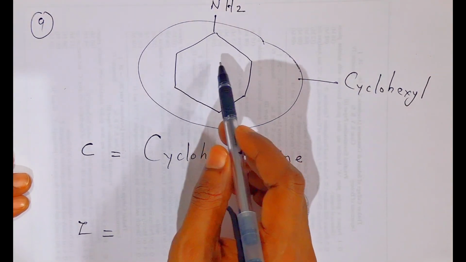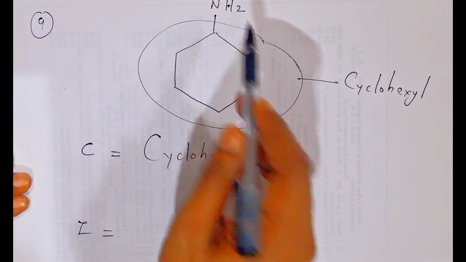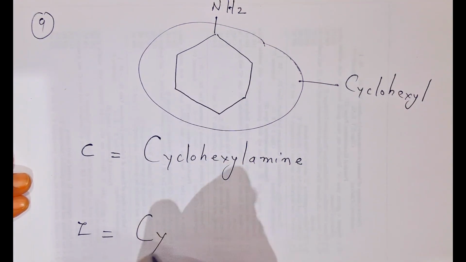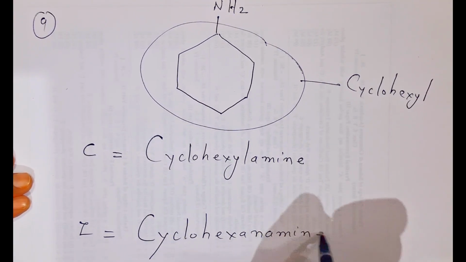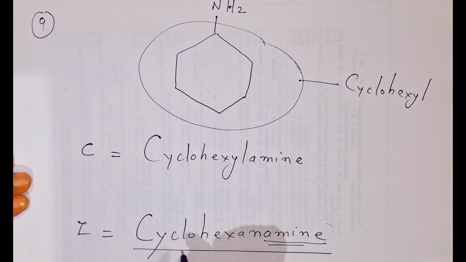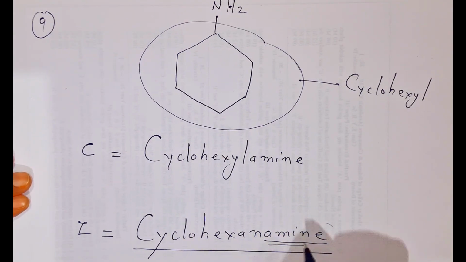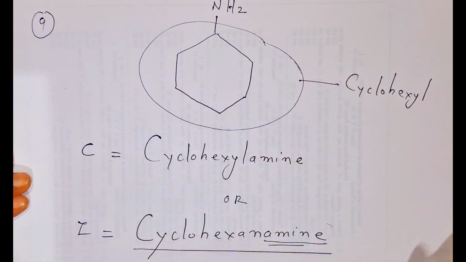Since it is cyclohexane, students, a hydrogen of cyclohexane is replaced by an amine group, so it is called cyclohexanamine. So one hydrogen of the cyclohexane is replaced with amine, so we call it cyclohexanamine, or you can say cyclohexylamine. Both are the same, students. So this is the structure of the molecule.